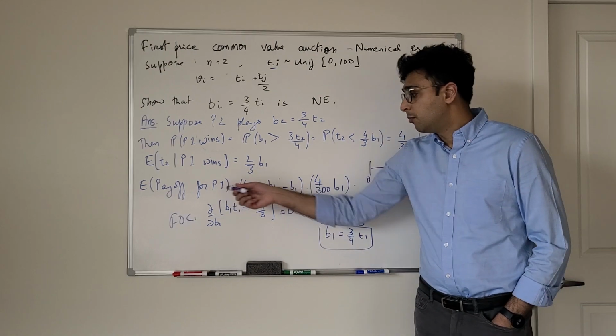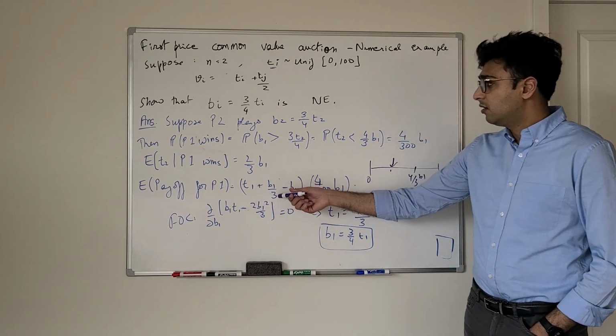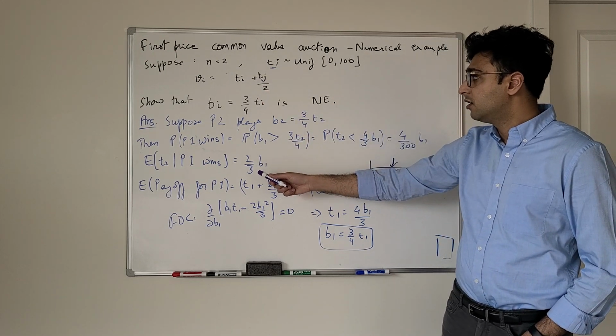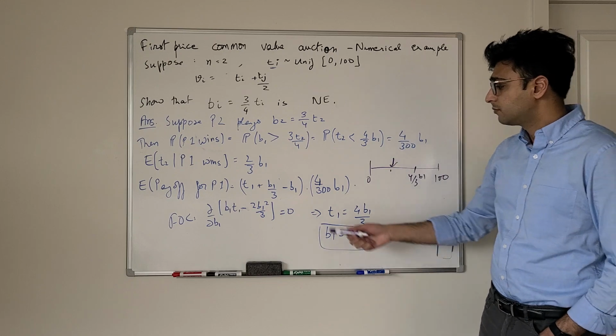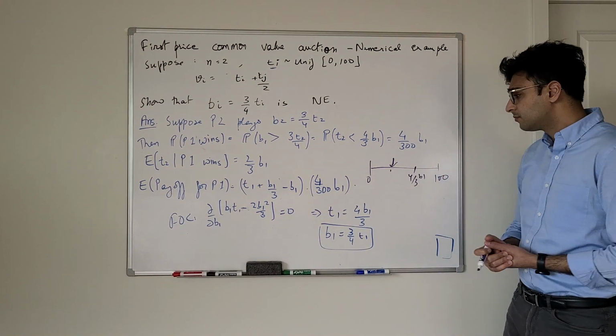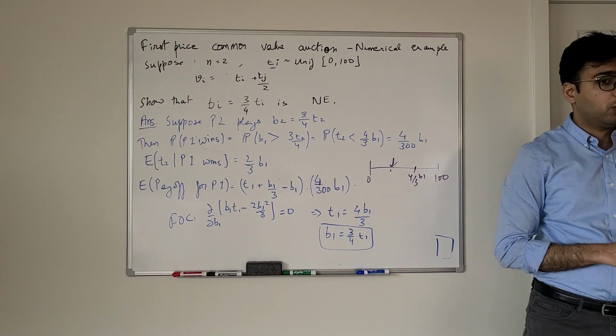The expected payoff for player 1 therefore becomes T1 plus B1 divided by 3, which is basically (T1 + T2) divided by 2, just substituting in the expected T2 here, minus B1, which is the amount that player 1 would have to pay, times 4 divided by 300 B1, which is the likelihood that player 1 would win.